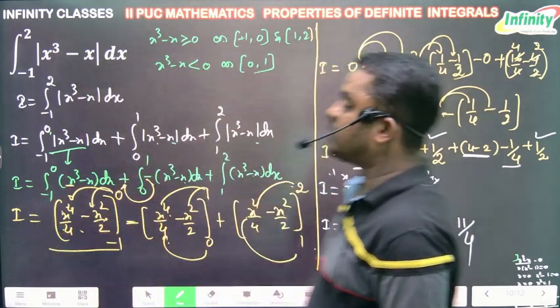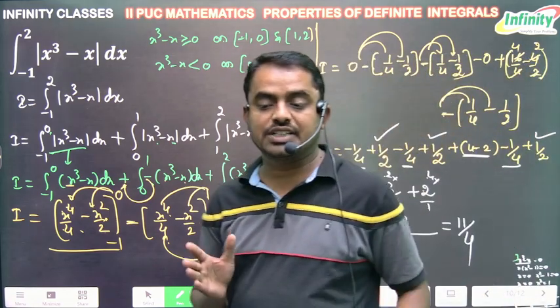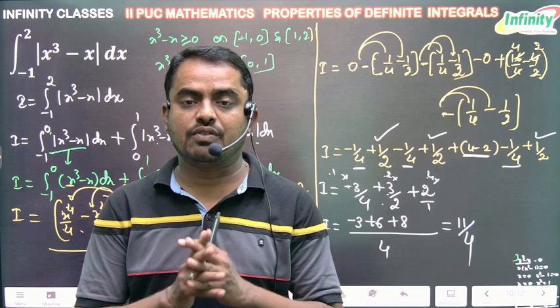So the answer is what? 11 by 4. In this way we have to solve the problems. I hope you are getting a clear idea about this property and problem. Pause the video and note it down. So these are the very most important property and problems, that is, most likely questions. This type of problem will be asked, as I told in the beginning of the video, in part E, question number 46.